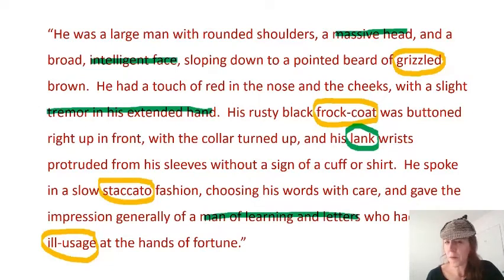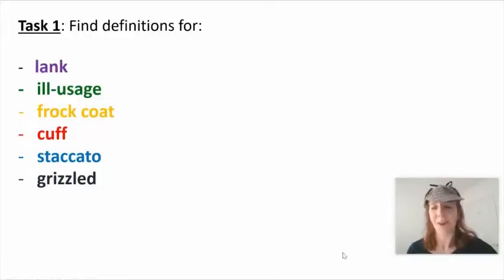So there's a few more things that we need to unpick, but generally here you can see how Sir Arthur Conan Doyle has gone into great detail about this man, not just what he looks like, what he's wearing, but he gives us those show not tells of what this person is like and what this person is going through. Okay, so before we move any further forward, let's find out what some of those words might mean.